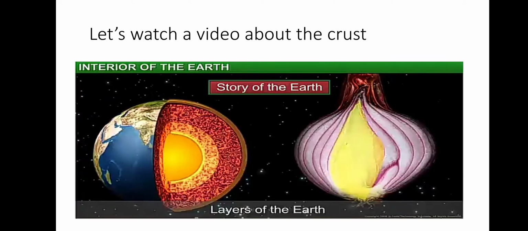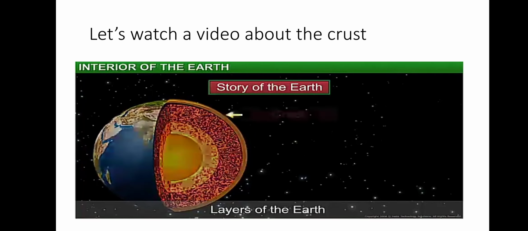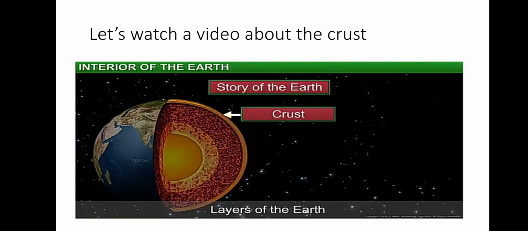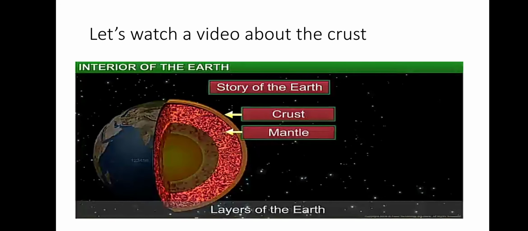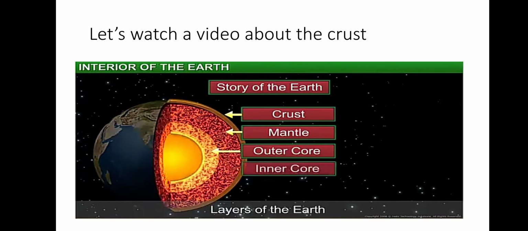These layers are arranged one on top of the other. The outermost layer is the solid crust. Next is the highly viscous layer called the mantle. Below the mantle is the liquid outer core of the earth. A solid inner core forms the Earth's innermost layer.